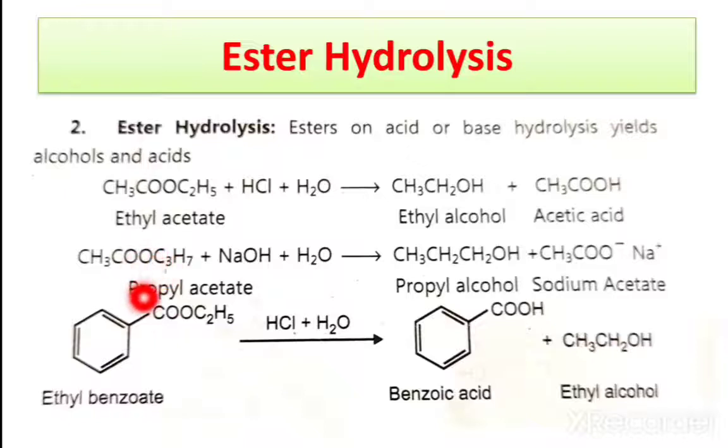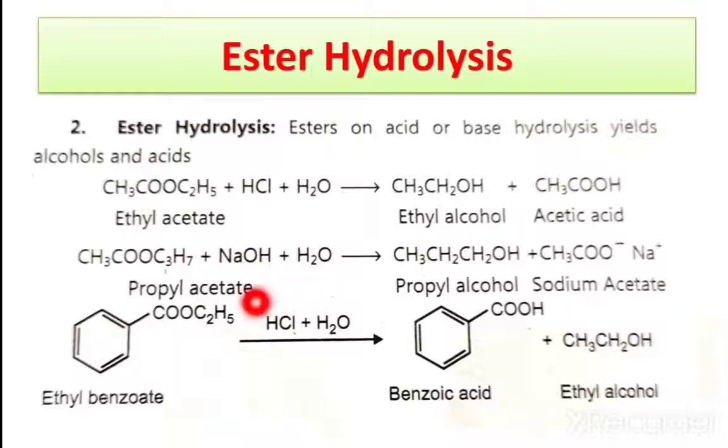In the second example, this is the structure of propyl acetate plus NaOH plus H2O. That means this is the base hydrolysis. That means this propyl acetate undergoes base hydrolysis. The product is alcohol plus sodium acetate. That means here propyl alcohol plus sodium acetate. If we add H plus, we get the acetic acid. That means this is the acid hydrolysis and this is the base hydrolysis. The final product is alcohol plus acid.